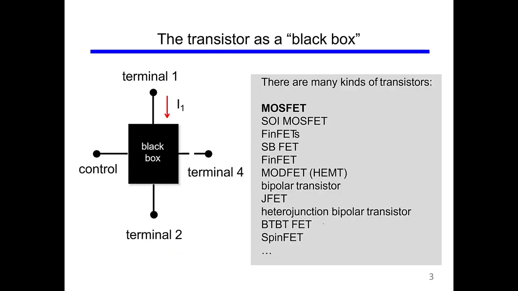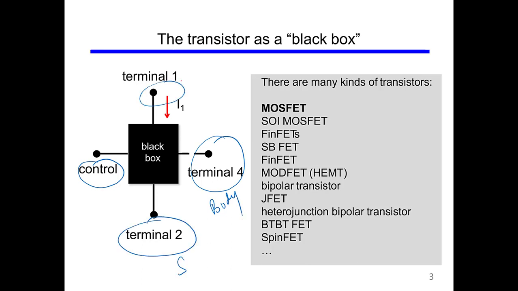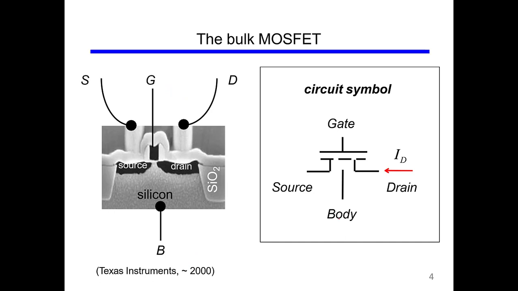If we look at the transistor as a black box, we have four terminals. We have a control terminal, the fourth terminal which was the body terminal, and then the source and the drain. There are many kinds of transistors. For example, we have MOSFET, SOI MOSFET, FinFETs, BJTs, JFETs and SpinFETs, and the list goes on and on. But mainly we are interested in MOSFET in this course.